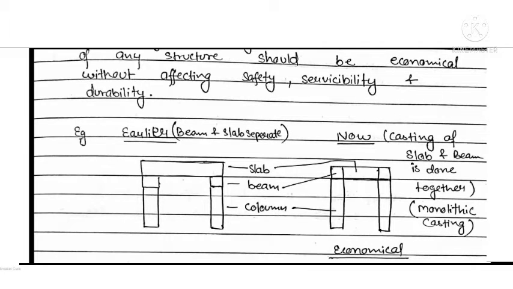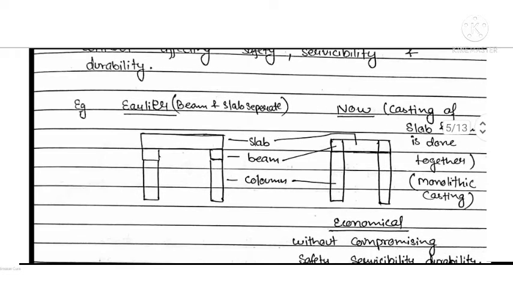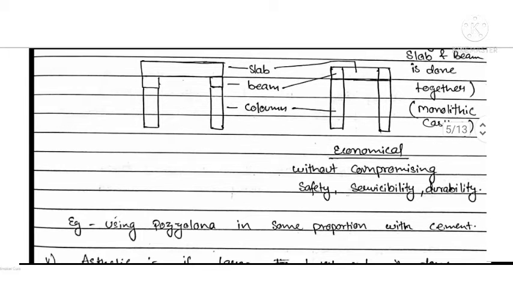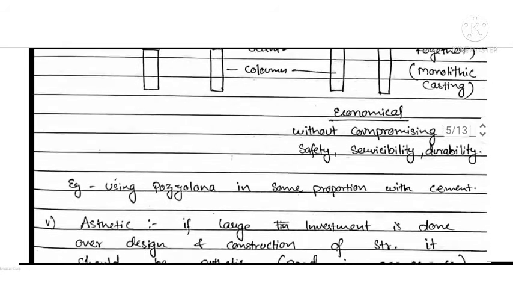For example, when the casting was done, beam and slab were cast separately, but now the casting of slab and beam is done together, and this is called monolithic casting. This method is more economical without compromising safety, serviceability, and durability. Next example is using pozzolana in some proportions with cement, which makes the cost of cement less.